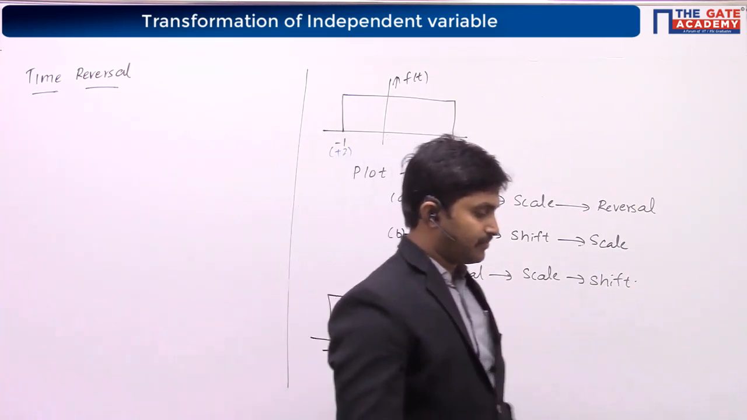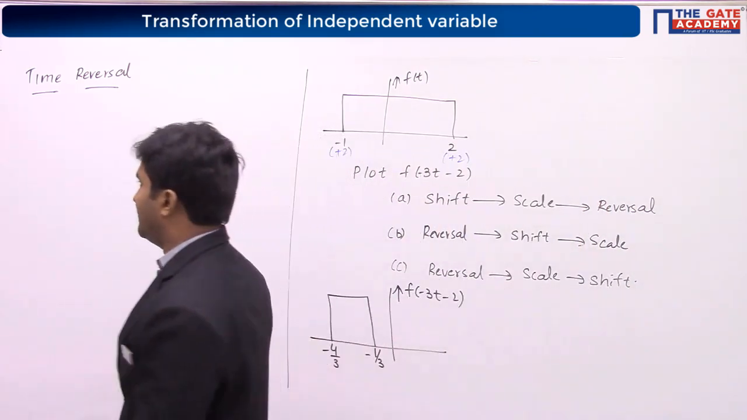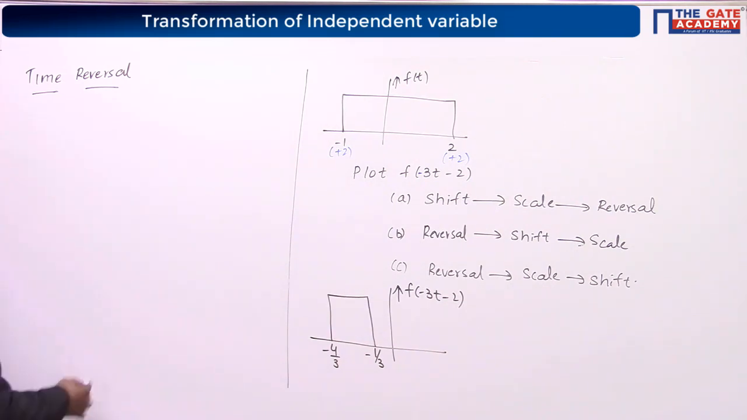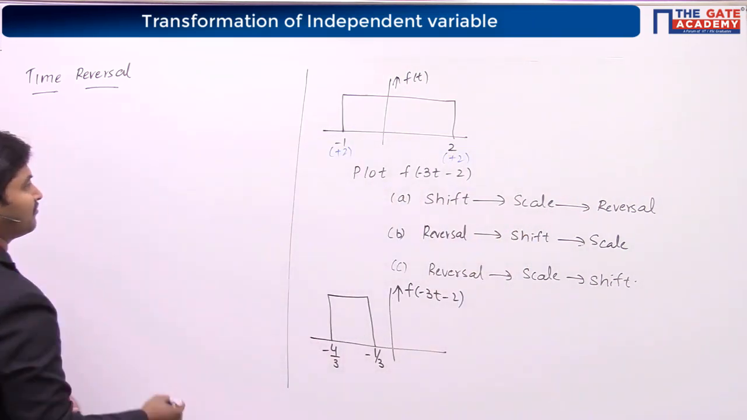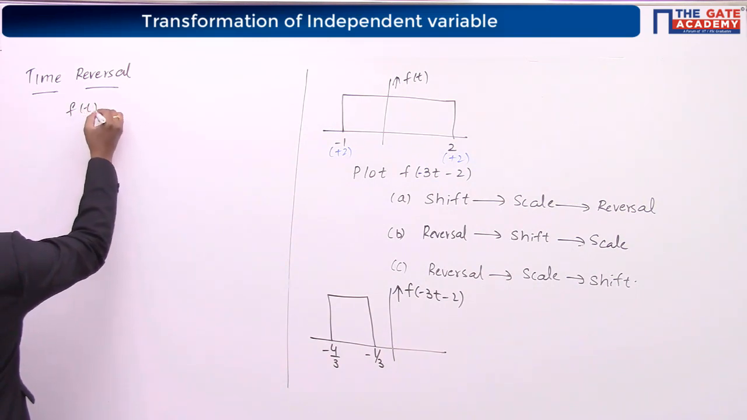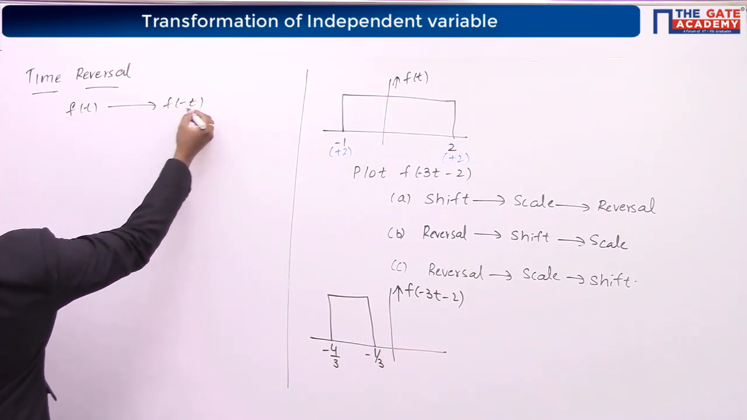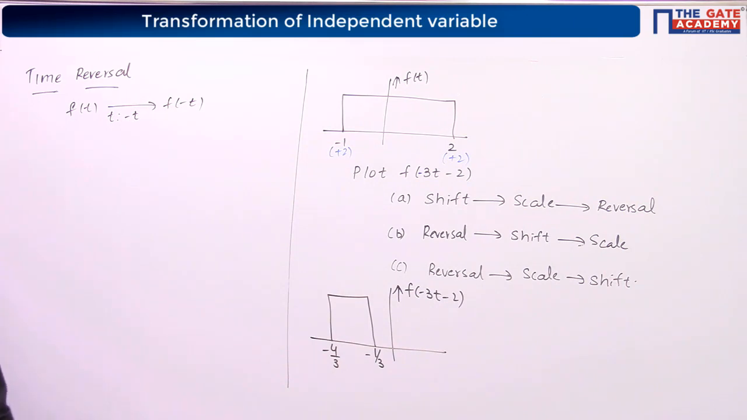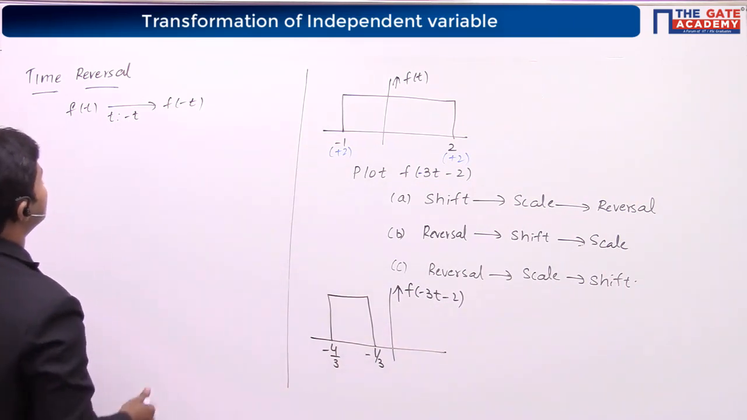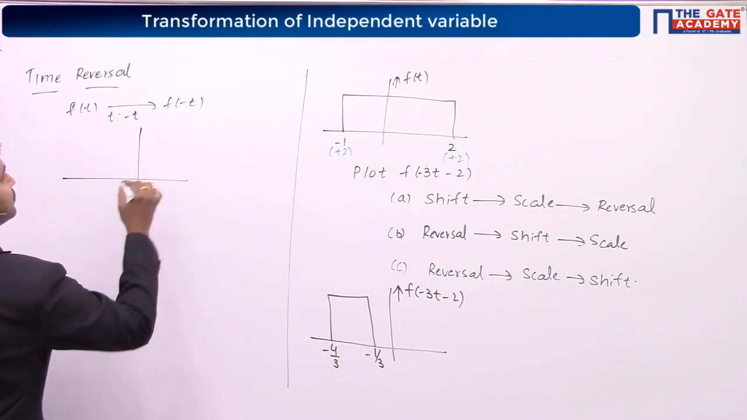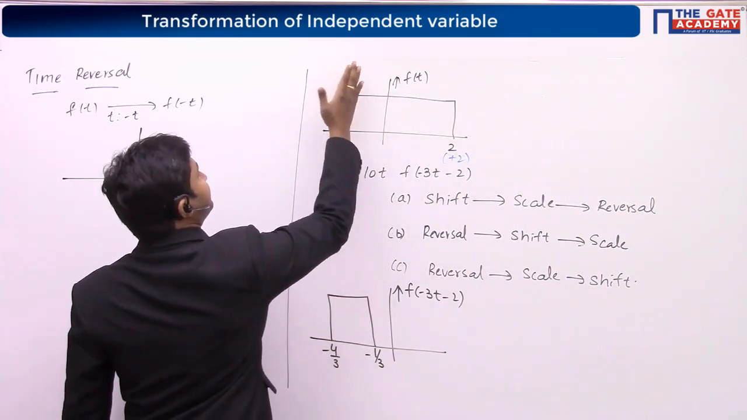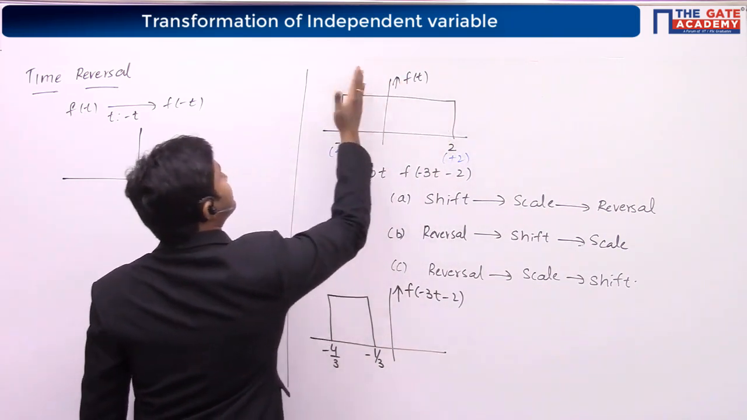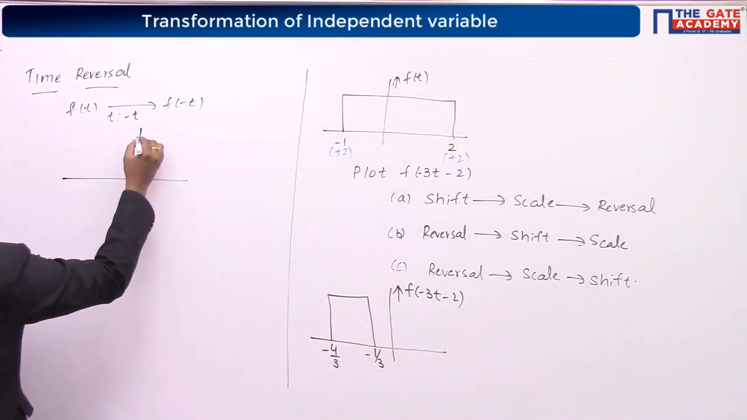Next operation, next approach is first reversal. First reversal is a very simple operation. Starting with reversal, f of t becomes f of minus t, with the transformation of t becomes minus t. So we are operating on the very first signal, which is f of t. So when you do that, the information which is present on the right side will come to the left side. So it would be something like this.